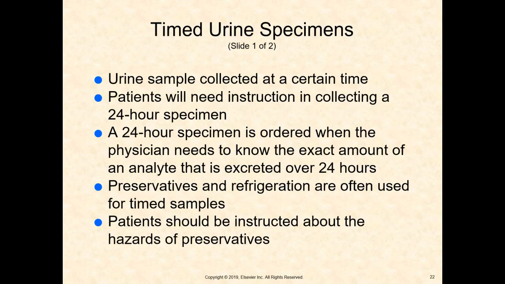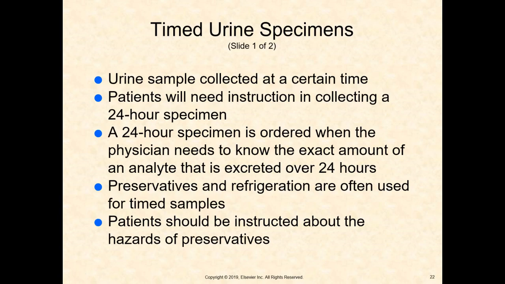So here's an example, a timed urine specimen. Some patients may have to collect a urine for 24 hours. When a 24-hour specimen needs to be collected, it means they're probably pretty concerned about something pretty serious going on with this patient. The patient will need to collect all of their urine for 24 hours in a large container. So this will require some very detailed instructions to the patient.